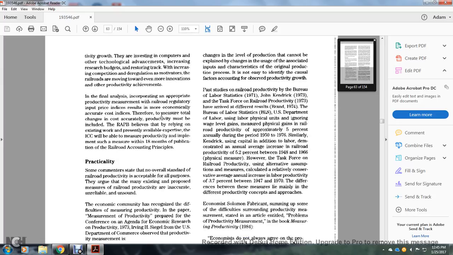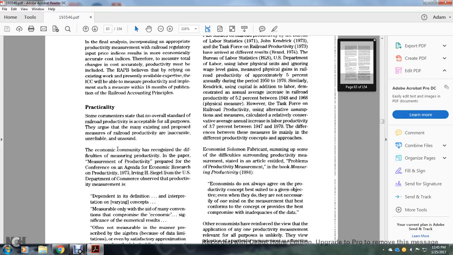In the final analysis, incorporating the appropriate productivity measurement with the regulatory input indexes results in economically aggregate cost indexes, therefore measuring total change that is accurately predictive. This means that they include the Railroad Accounting Principles Board, which relies on existing work presently available. The expertise of the Interstate Commerce Commission will be able to measure the productivity of implementation such measures as 18 months after publication of the Railroad Accounting Principles.